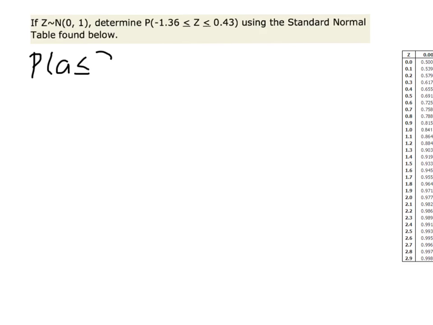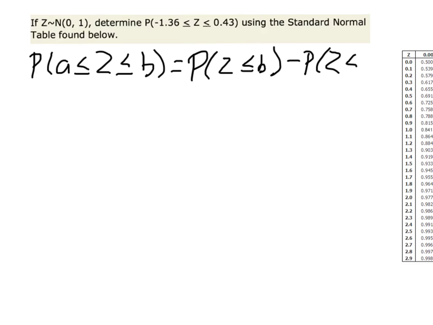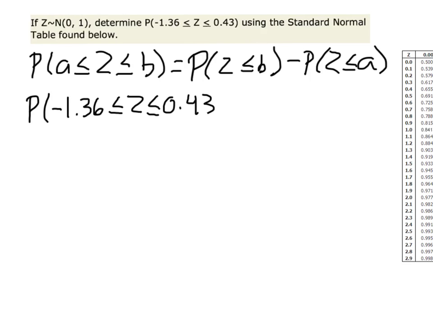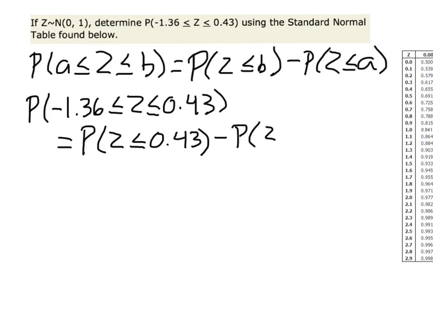that a is less than or equal to z, which is less than or equal to b, is actually equal to the probability that z is less than or equal to b minus the probability that z is less than or equal to a. Given our own probability numbers, we can write the probability that z is between negative 1.36 and 0.43 as the probability that z is less than or equal to 0.43 minus the probability that z is less than or equal to negative 1.36.